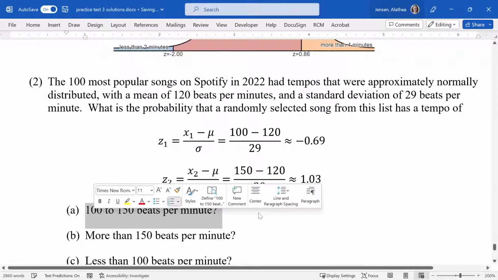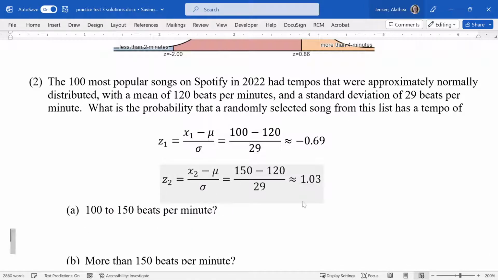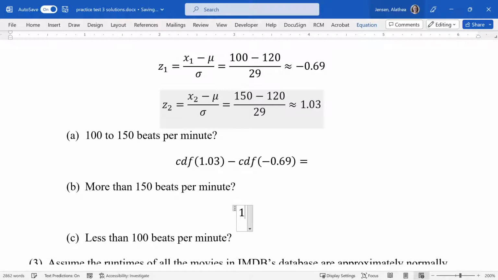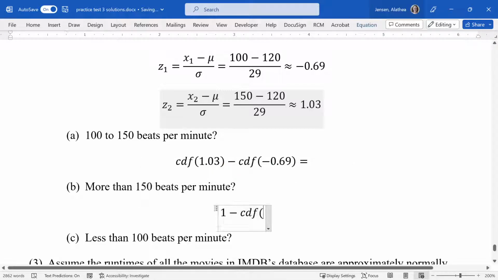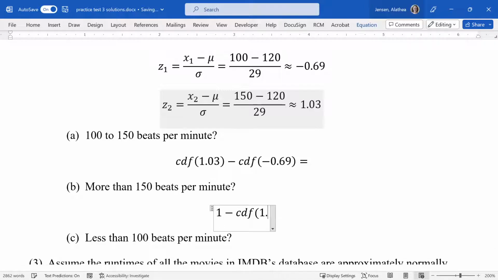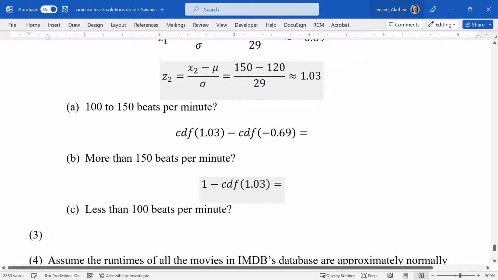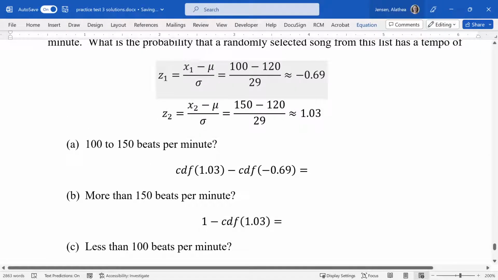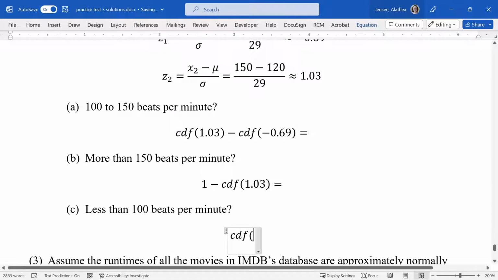For the between question, I'm going to do the CDF of the larger z-score minus the CDF of the smaller one, and I get the CDFs from my table. I'm going to look that up in a minute. For the more than question, I'm going to do 1 minus the CDF for this 150, which is the z-score 1.03. And for the less than question, I'm doing just the regular CDF of the z-score for that data value, which was negative 0.69.